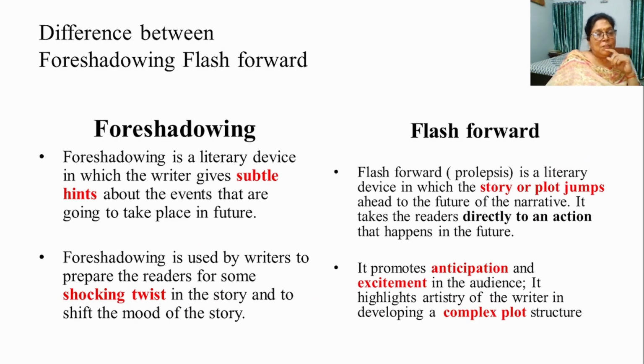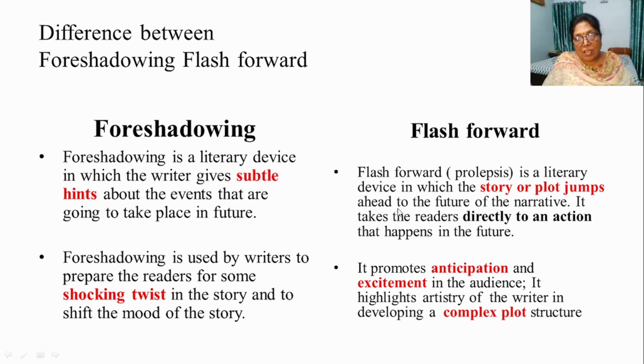Now, what is the difference between foreshadowing and flash forward? Now look at that difference. Foreshadowing is a literary device in which the writer gives subtle hints or clues about the events. Events are not shown; rather, hints and clues are given about what is going to take place in the future. But in a flash forward, it is a literary device in which the story or plot jumps. It means hints are not there.